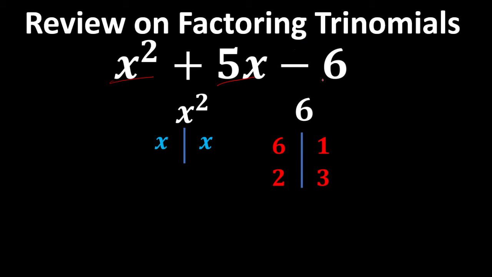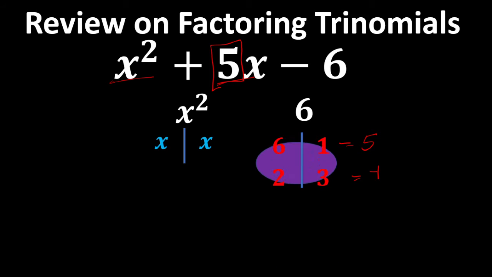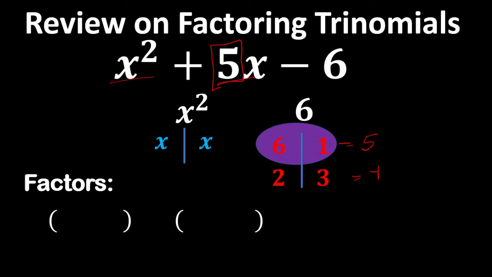Next, saan dito sa dalawang factors ng 6, na kapag sinubtract mo, ang sagot ay 5? Okay? Try natin. 6 minus 1, 5. 2 minus 3, negative 1. So, 6 and 1 ang gagamitin mo. Okay? Next, the factors now are x and x. Tapos, negative yon, kaya isang positive at saka isang negative.